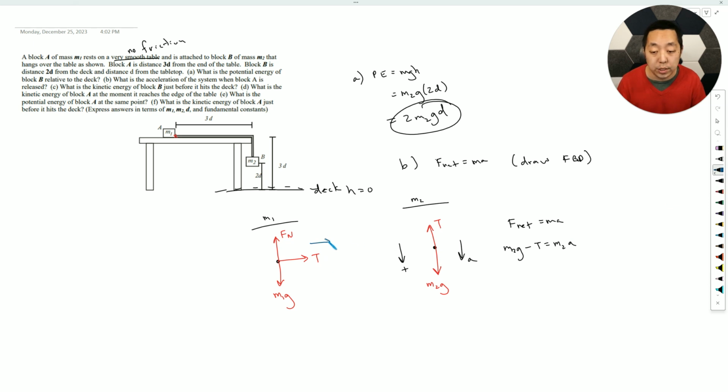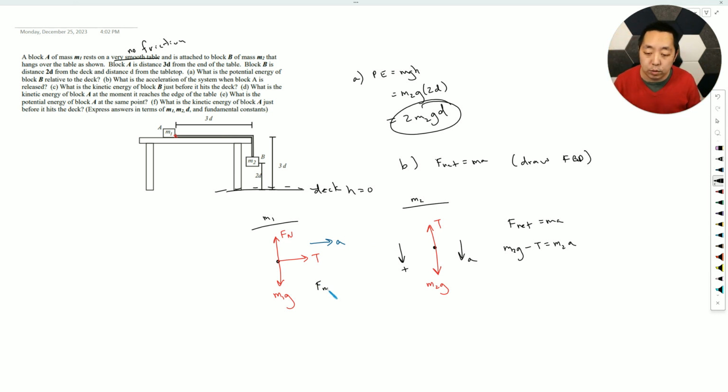Now, which way is the acceleration? It accelerates to the right with the same acceleration that this guy's going to have, because the rope, we assume, is not stretchable. It's the same length the whole time. So when they move, they have to move together. That means whatever acceleration this guy has, this guy's got to have the same acceleration. They got to move together.